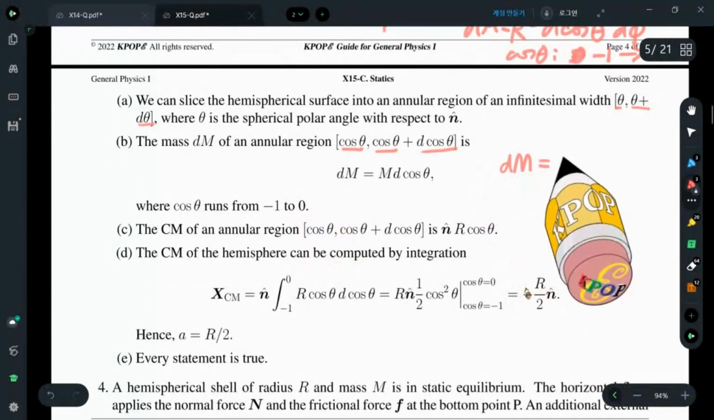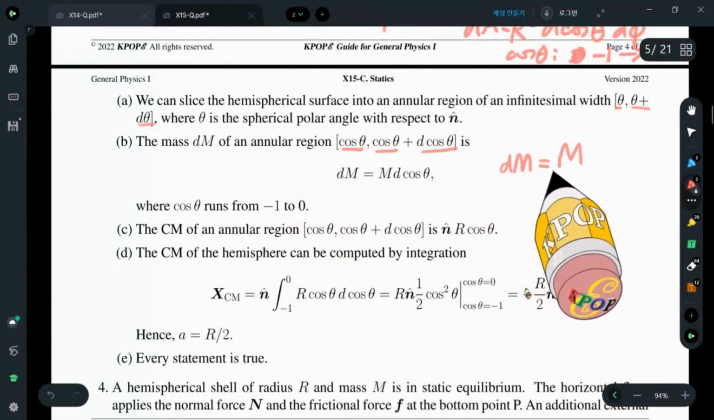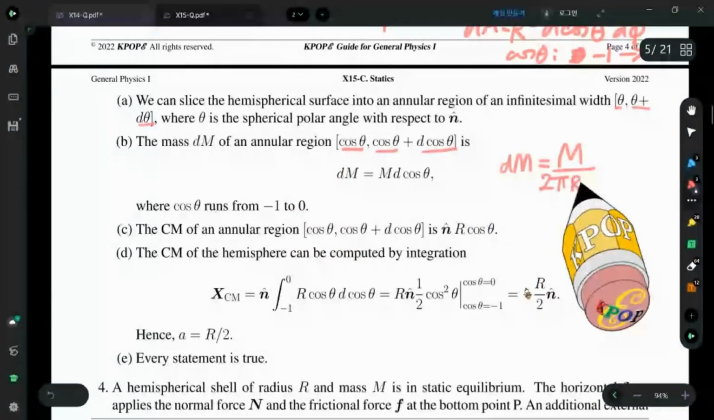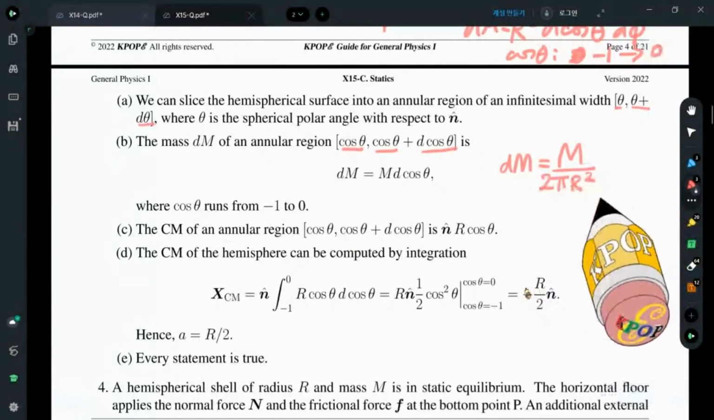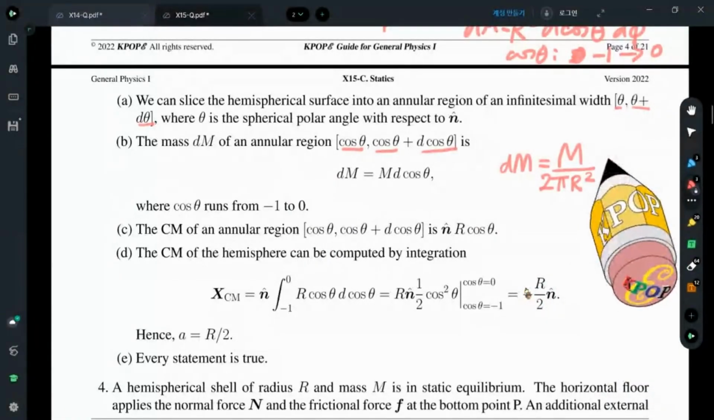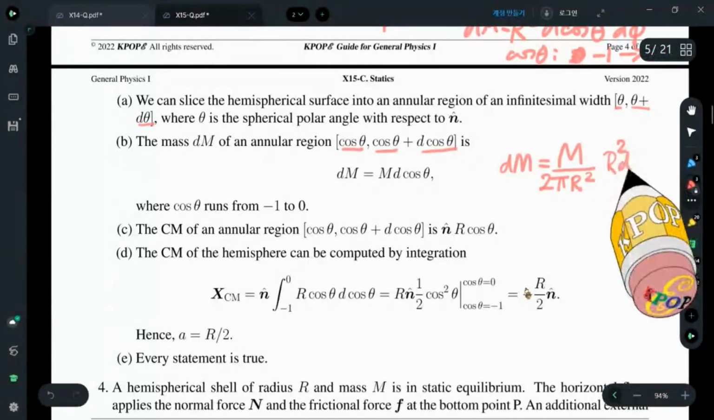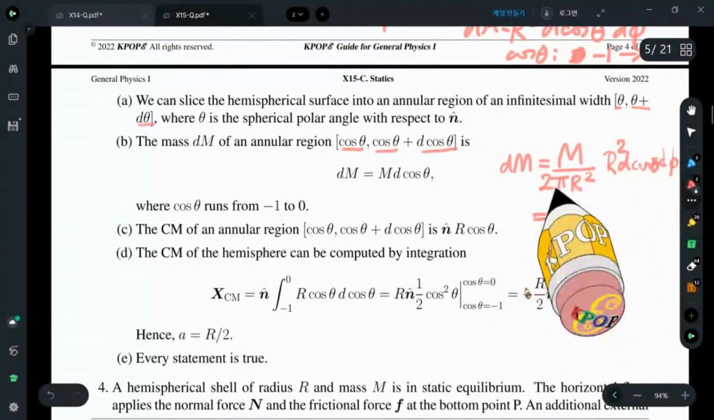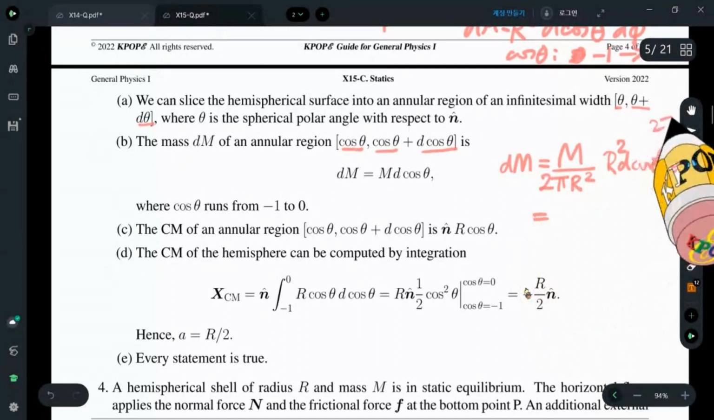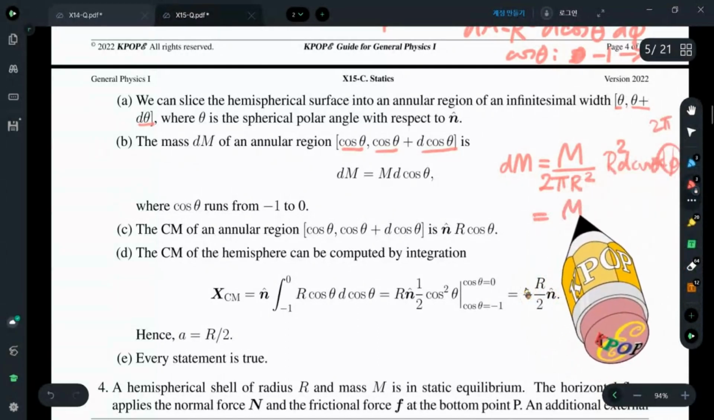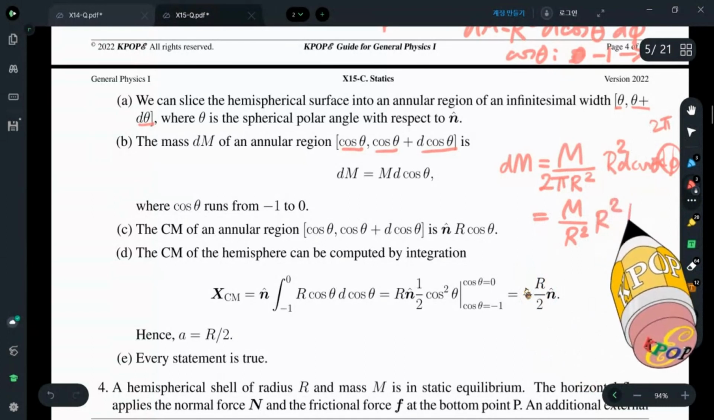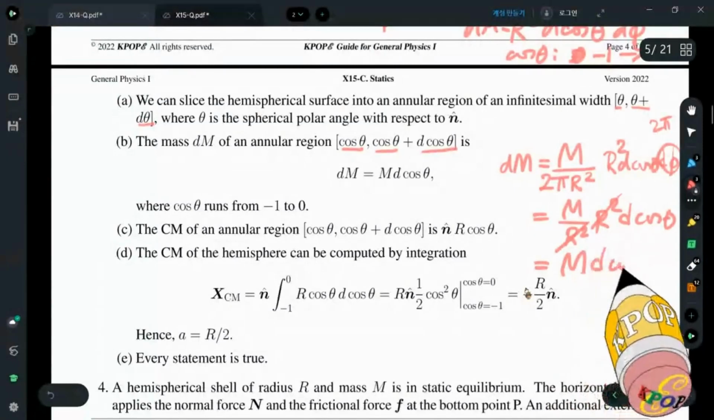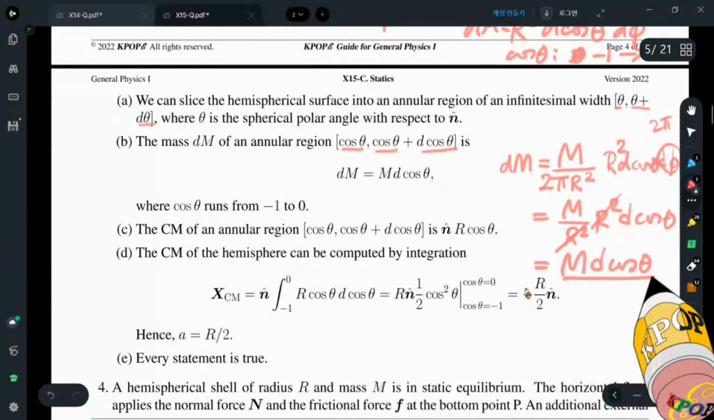The total mass is M, the density is M over 2 pi r squared, and this is the total area, and the differential area is r squared d cosine theta d phi. So d phi can be integrated out. This will give 2 pi, and these 2 pi cancel. M r squared d cosine theta, and the r squared cancel. So we have this kind of form.